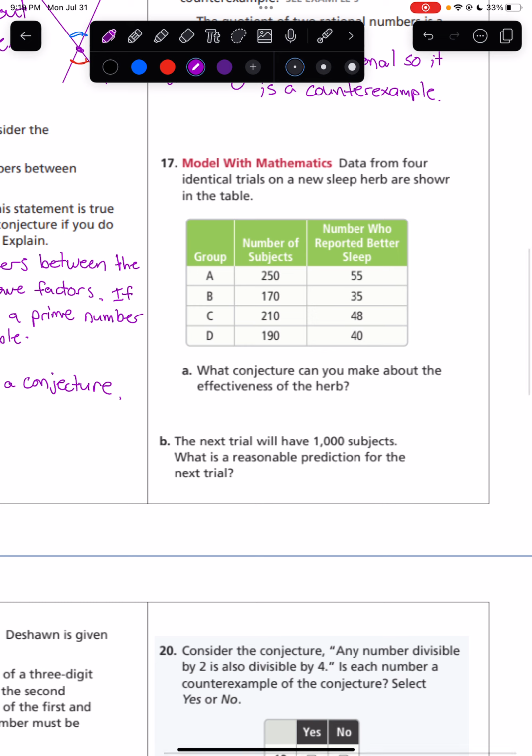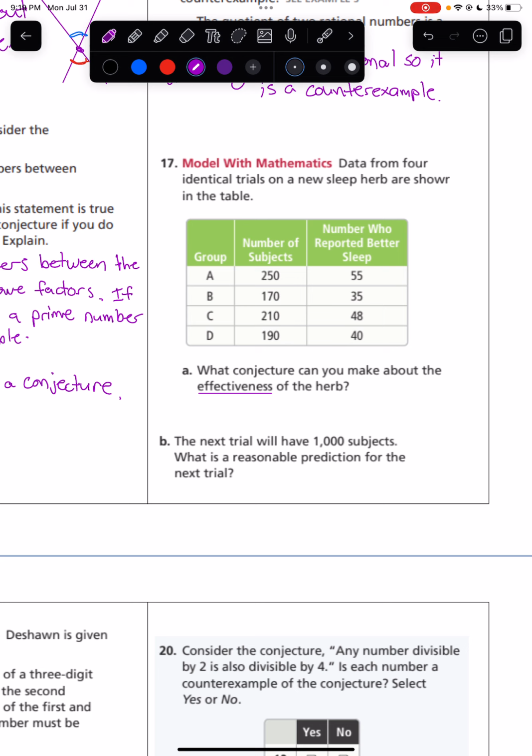Okay. Number 17, data from 4 identical trials on a new sleep herb are shown in the table. What conjecture can you make about the effectiveness of the herb? So if we look at this table and we want to make a conjecture, we've got some numbers, right? We've got the total number of subjects, which varies, and the number who reported better sleep. If we want to figure out the effectiveness of this herb, we should probably be looking at the effectiveness rate, right? What percent of people slept better?